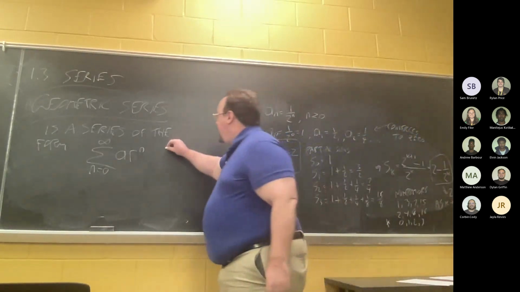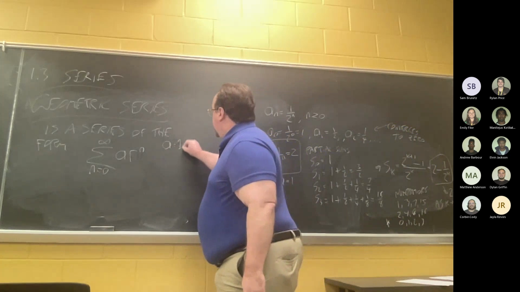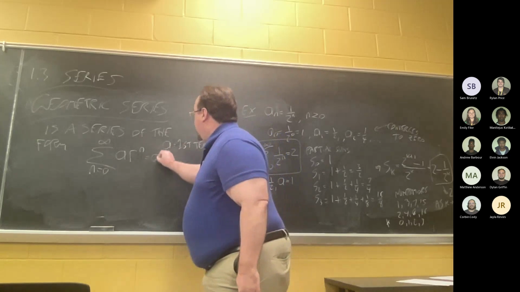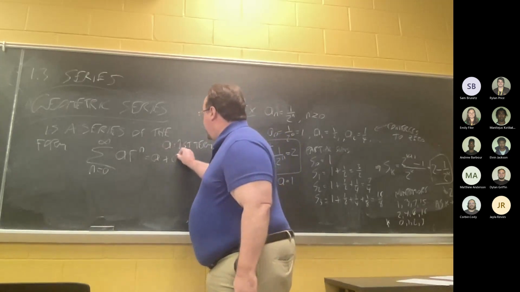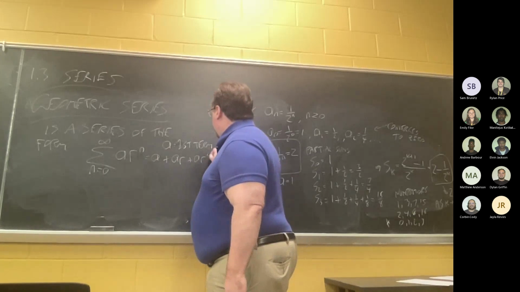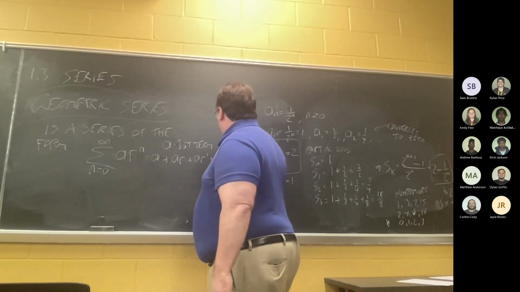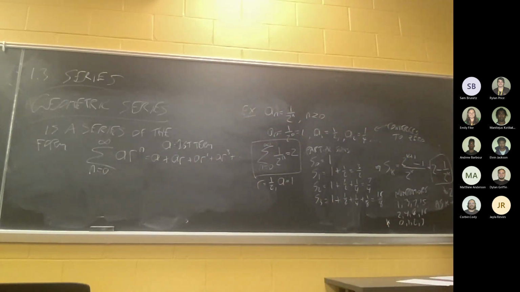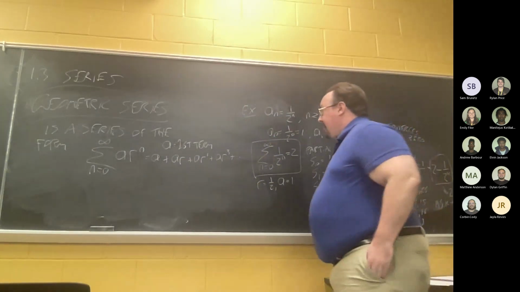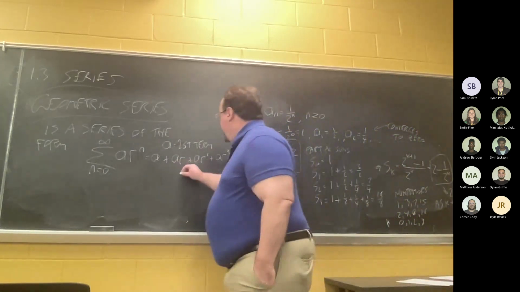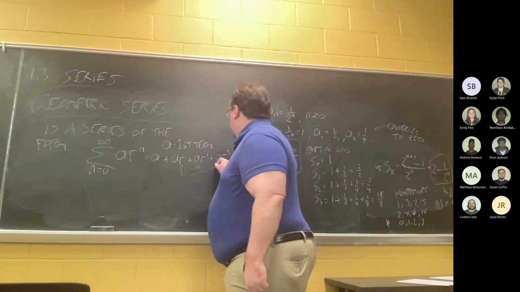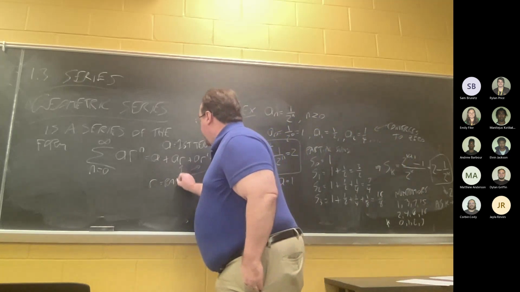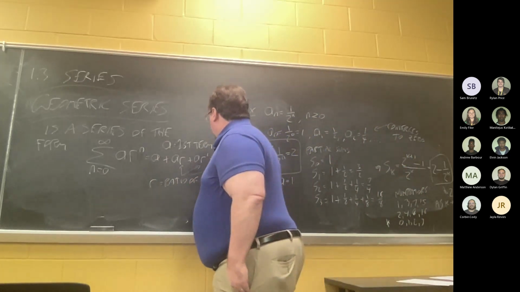So in general, a is always the first term, because this series is a plus ar plus ar squared, ar cubed, and so on. If you were to write out the first few terms, whatever the first term is, that's a. And then notice to get from one term to the next, you're always multiplying by r. So r is a ratio of terms.